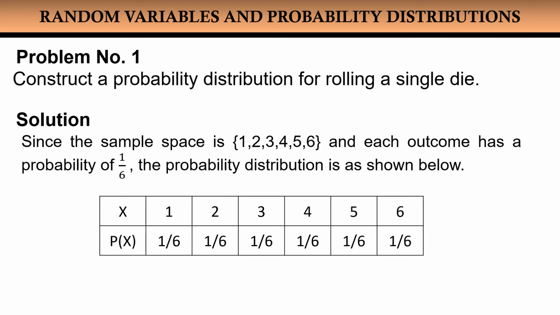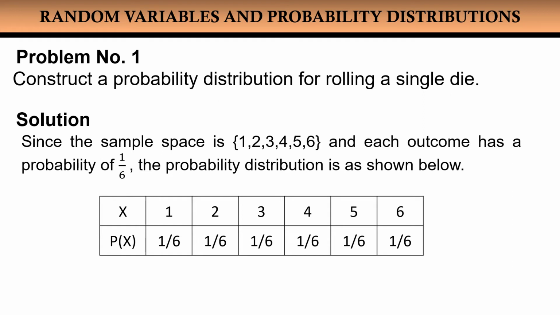So alam natin kapag nag-roll tayo ng die, there are 6 possible outcomes, which are the numbers in the different faces of a die. So the possible sample space is 1, 2, 3, 4, 5, 6. These are the numbers located in the faces of a die. And we know that the probability for each outcome is 1/6. Why? Because the probability of getting 1 when you roll a die is 1/6. The probability of getting 2 when you roll a die is also 1/6, and so on and so forth.